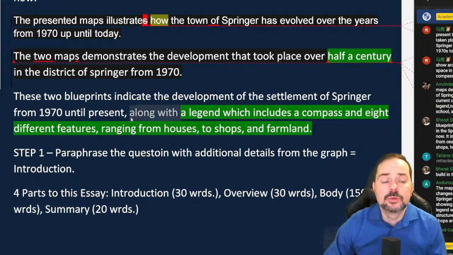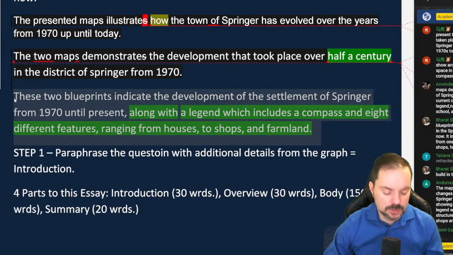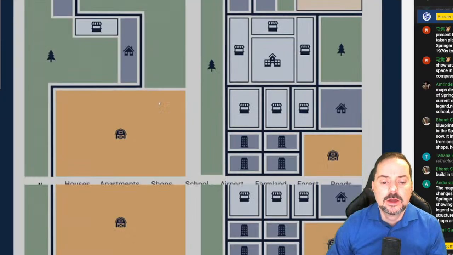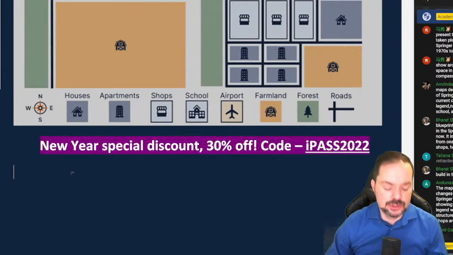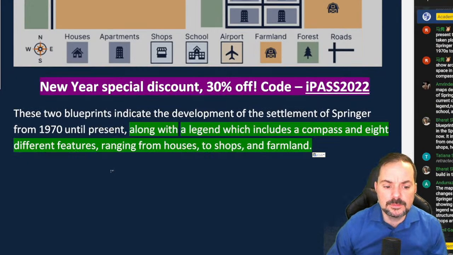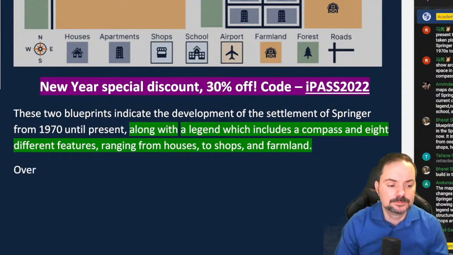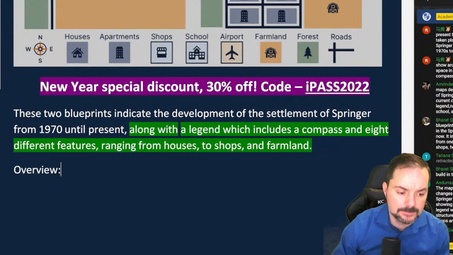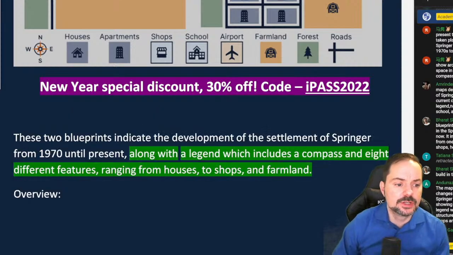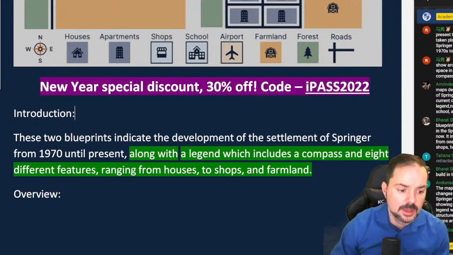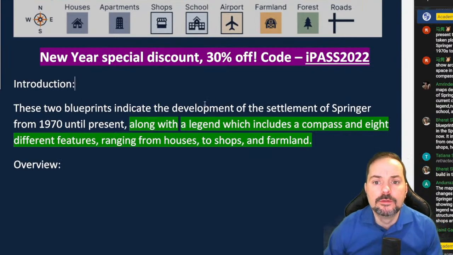All right, watch your word repetition, everyone. That's an important point as well. Don't repeat words, okay? Especially not in the same sentence. All right, so that's our introduction. Now we want our overview. So here's the introduction, and now comes the overview.